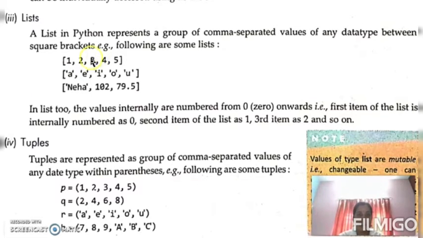Right. Here there are 5 elements. The last element's index is 0, 1, 2, 3, 4. 4 means 5 minus 1. That is, length minus 1 is the index of the last element. This is applicable for string, tuple, dictionary. For all data types, index starts from 0, but length is counted from 1. So if L is the length, the last element's index will be L minus 1.